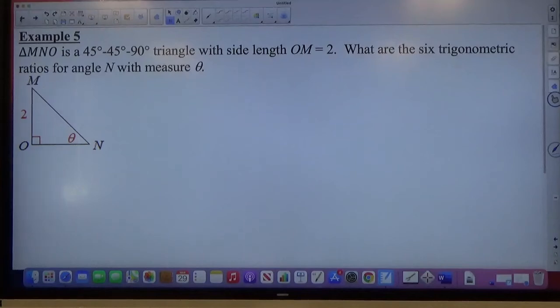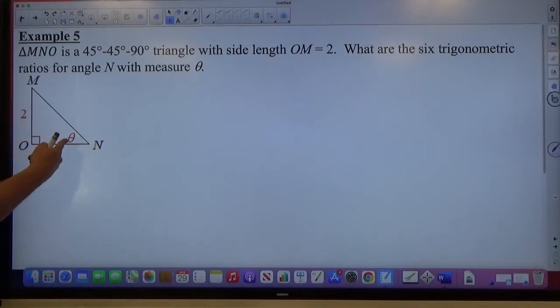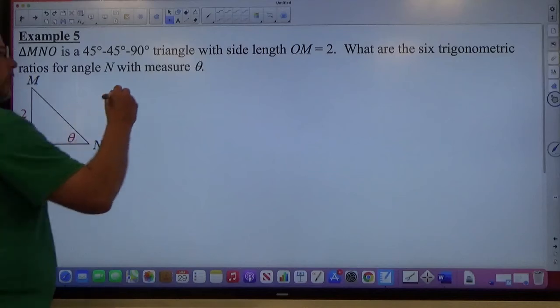So example 5, it says MNO is a 45, 45, 90 triangle with side length OM equals 2, which you can see over here. What are the 6 trigonometric ratios for angle N with measure theta? All right, so we're told it's a 45, 45, 90, right? We're told that much. So theta is actually equal to 45 degrees, but they're calling it theta just to call it theta, all right? So in essence, what we're doing here is we're figuring out what the sine, cosine, tangent, cosecant, secant, cotangent of 45 degrees is, because theta equals 45 degrees.